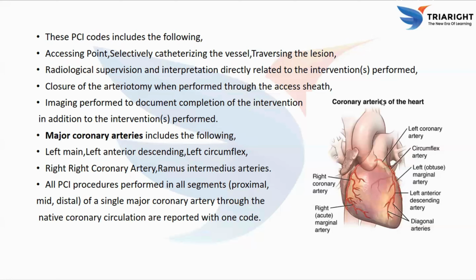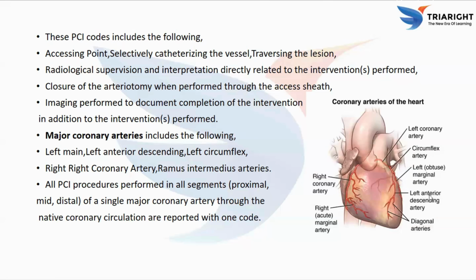You can see clearly the coronary arteries in this picture. Left coronary artery, circumflex artery, left marginal artery, left anterior descending artery LAD, and diagonal arteries here. On the right side you can see only two, the right coronary artery and the right marginal artery.